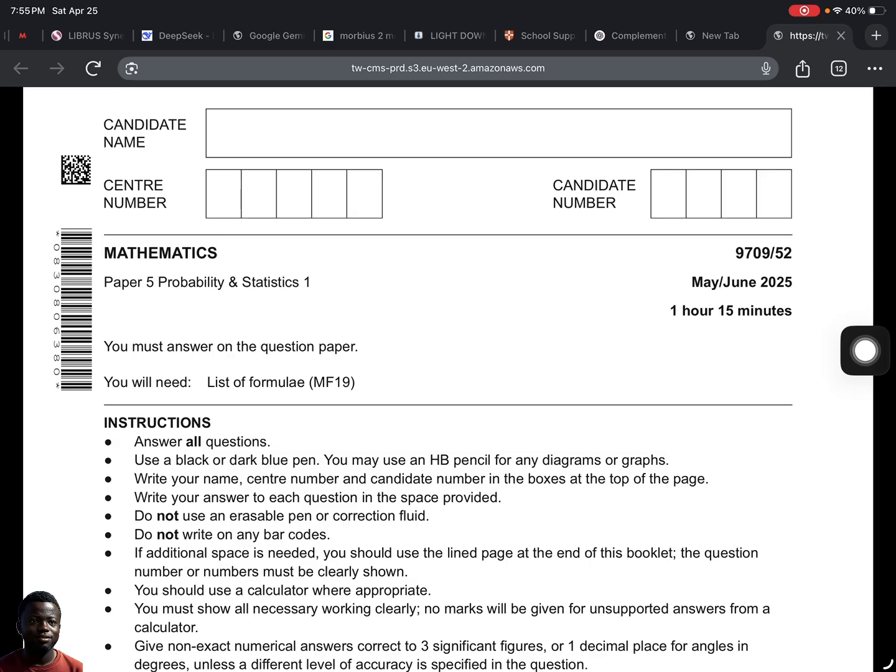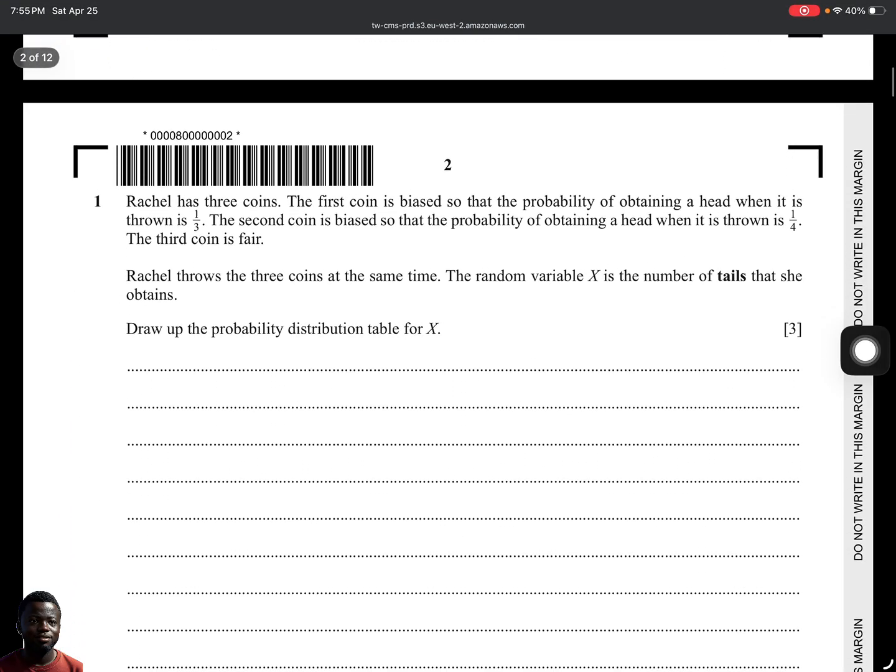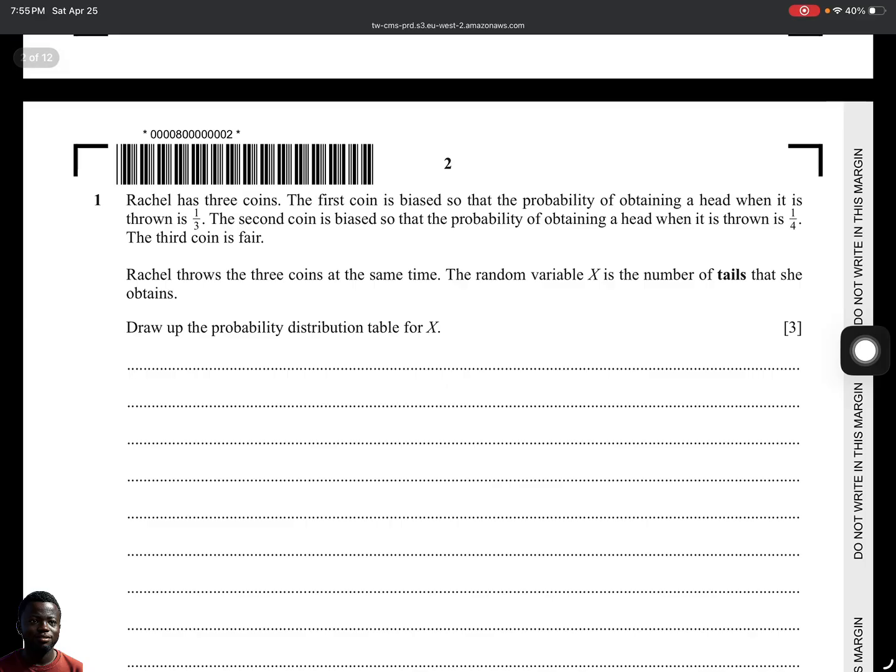Now we're going to look at the very first question, that is question number 1. Question number 1 says that Rahel has 3 coins. The first coin is biased, so that the probability of obtaining a head when it's thrown is 1/3. The second coin is biased, so the probability of obtaining a head when it's thrown is 1/4. The third coin is fair. Rahel throws the 3 coins at the same time. The random variable x is the number of tails that she obtains. Draw up the probability distribution table for x.